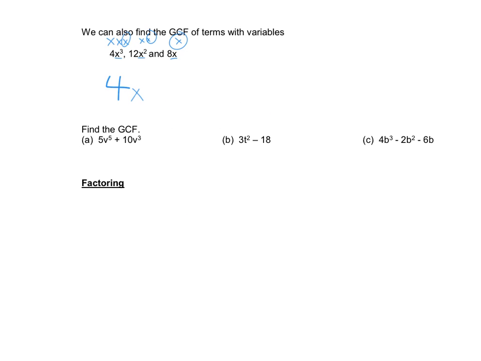I want you to try A, B, and C. Now, just because they have addition or subtraction signs between them doesn't change anything. That's no different than the previous problem. I could have written that as 4x cubed plus 12x squared minus 8x. And that wouldn't have changed what my GCF is. So find the GCF for A, B, and C.